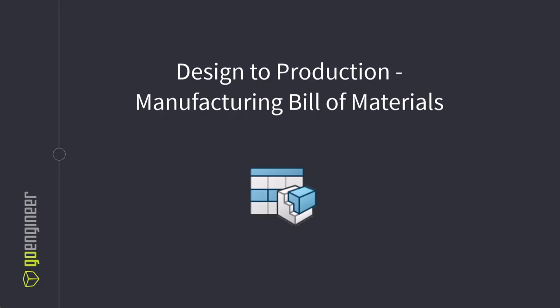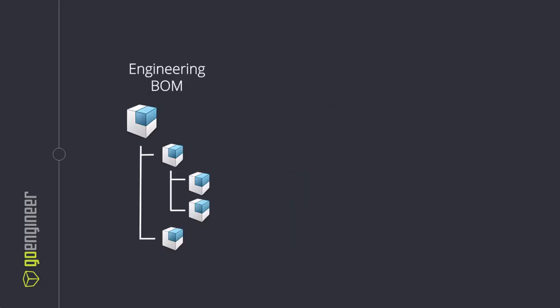I'm Jared Trotter, and today we're examining something that's critical for bridging the gap between design and production, a manufacturing bill of materials. If you're a design engineer, you're probably already familiar with the EBOM, the engineering bill of materials. This is the list of components and subassemblies created in your CAD system during product design. It defines the product structure as it was engineered.